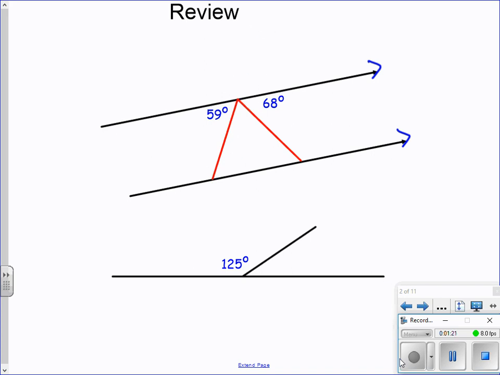So I'm going to look for a Z shape to start with. There's the Z shape right there. So that means that this one has to be 59 degrees. And likewise, there's a Z shape here. So that has to be 68 degrees. So there's two easy angles, and just by knowing what we know what they are.